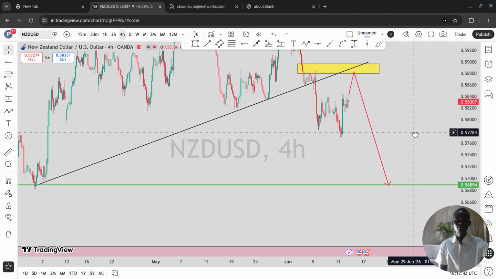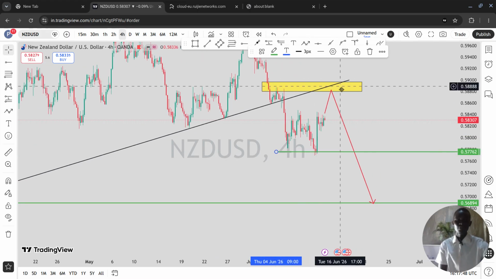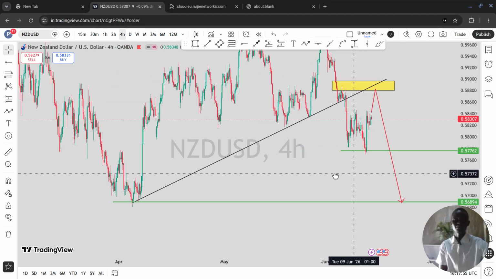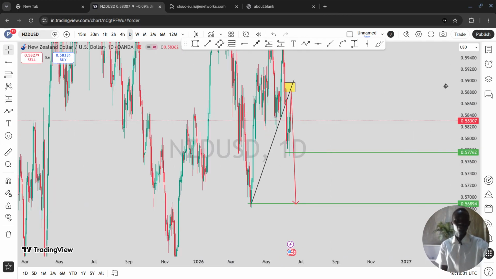And my first TP is always going to be here at 100%. When the market takes this zone, this is where my second TP is going to be. So this is just for the NZDUSD. This is what I'm seeing out of NZDUSD.